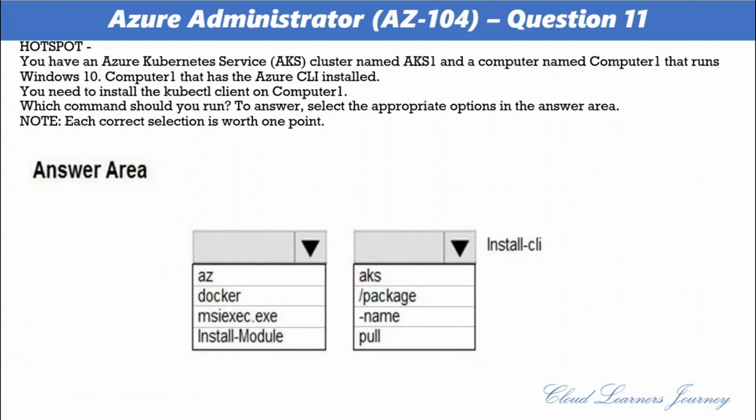In the answer area, the correct options are az aks. To install kubectl locally, use the az aks install-cli command. An Azure CLI command starts with az, and we use Install-Module to install a PowerShell module.